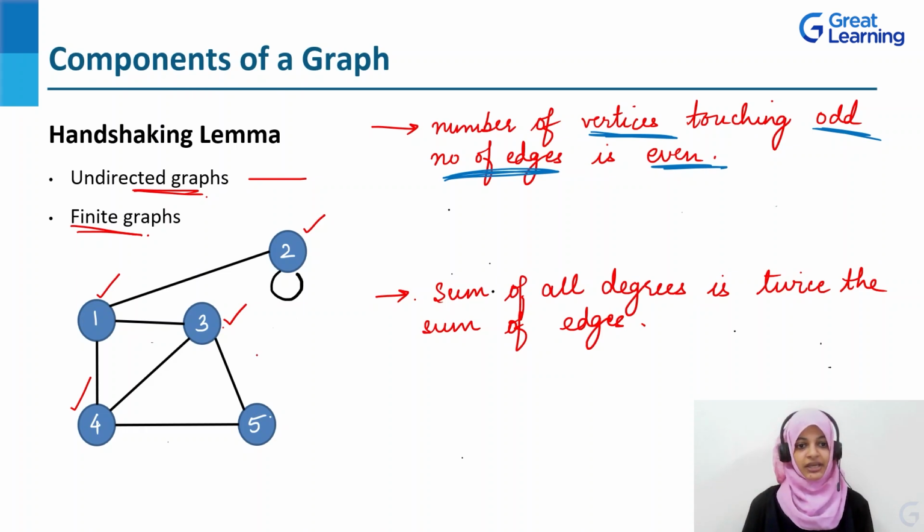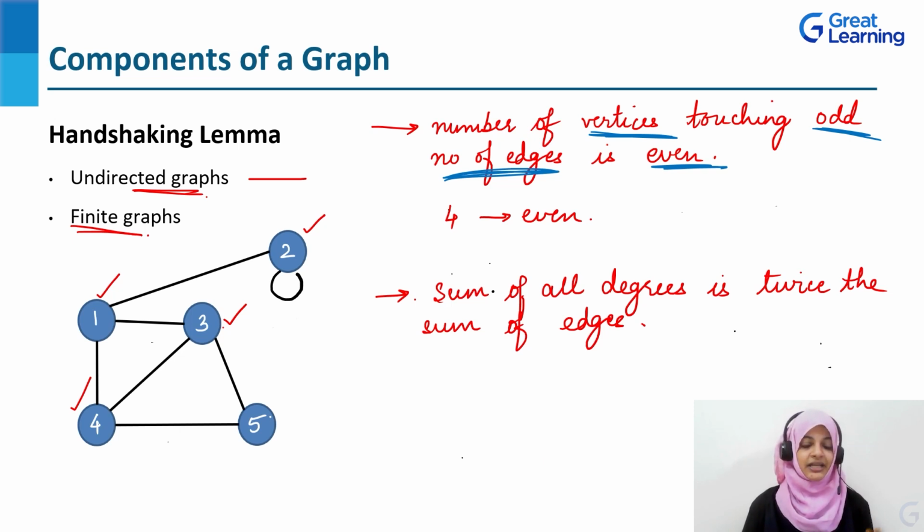So as you can see here, we're able to identify that the number of vertices which have odd degrees is 4, and 4 is an even number. This means that the number of vertices having an odd degree is even. This is what the first interpretation of the handshaking lemma is.